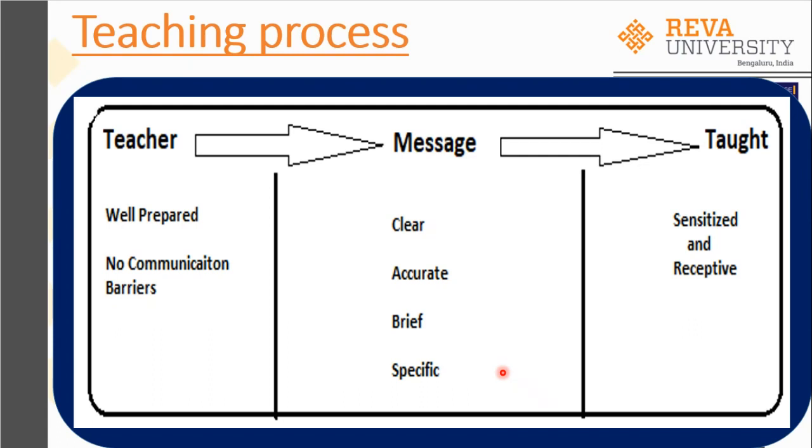What is the teaching process? The teaching process basically involves three entities. The first one is teacher, second one is message, and third one is taught. Taught means the learner. What is the role of teacher? A teacher, before he or she goes to the class, should be well prepared. And he also should not have any communication barriers.